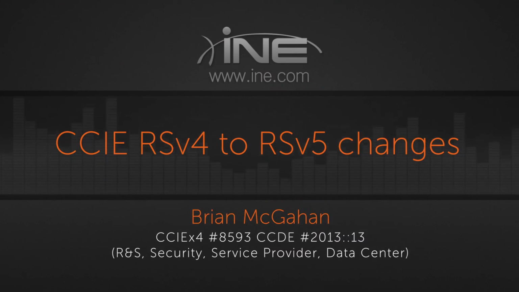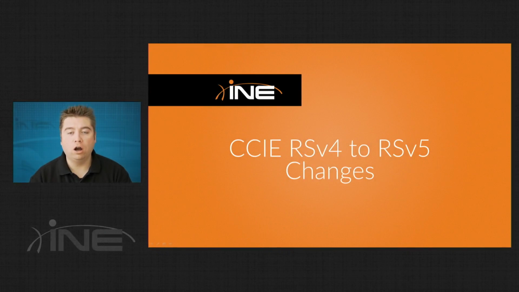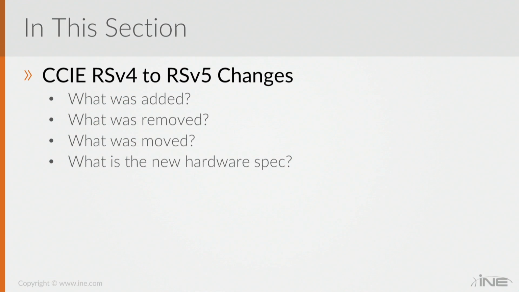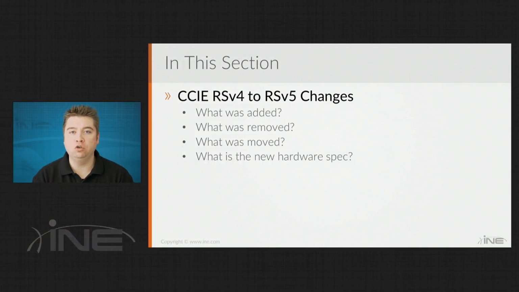So in our next section, we're going to begin our discussion of what the changes are between the version 4 and the version 5 blueprint, and then also talk about the changes that have been introduced into the actual hardware. Like I mentioned, we're going to talk about what topics have been added to the new exam, which of them have been removed, and which of them have moved from the lab exam to the written. We'll see that some of these topics that you used to have to configure, for example, performance routing and OER, have moved from the lab to the written.